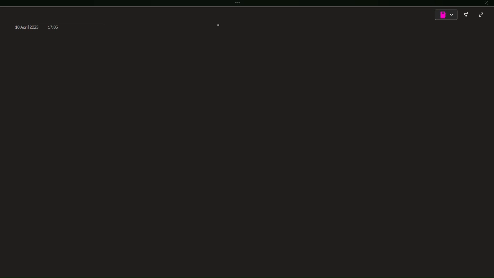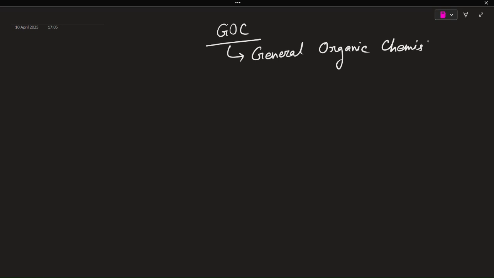Today we will start our first chapter, that is GOC, General Organic Chemistry. In organic chemistry, there are two basic tools: one is GOC and the other is stereochemistry. So GOC is one of the basic tools of organic chemistry.